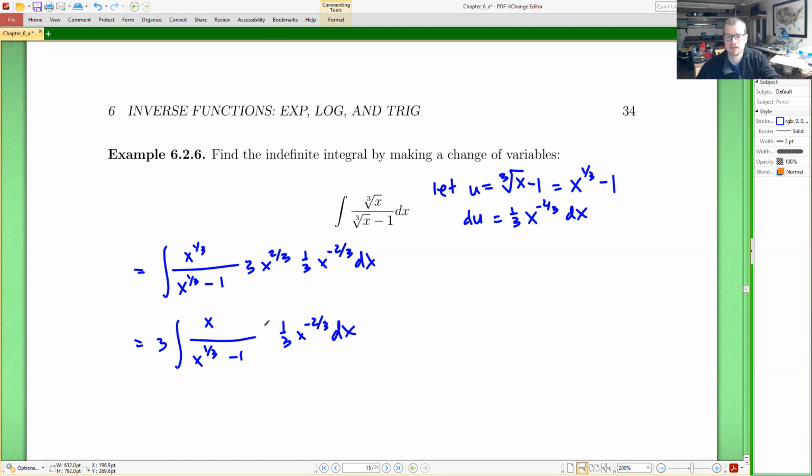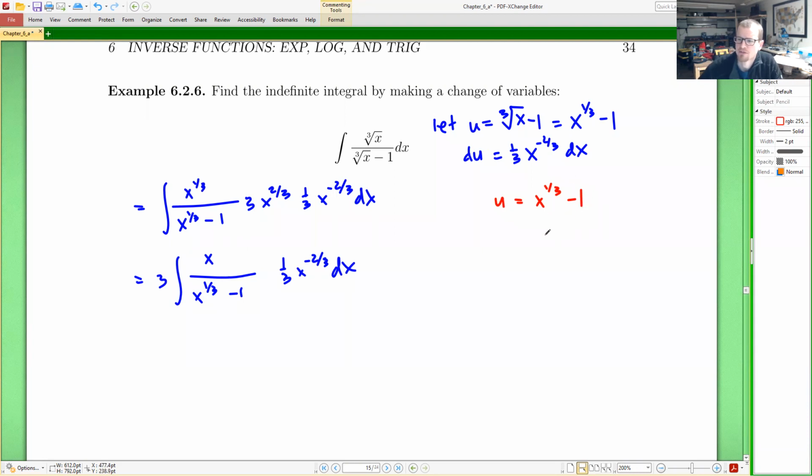So I haven't done much, right? I just rewrote it so that way I can see what I have. Now I know what to replace x to the 1/3 minus 1 with. That's just u. But x itself, I don't have. So if I have u equal to x to the 1/3 minus 1, I'm going to solve for x in terms of u here, so I can make my substitution.